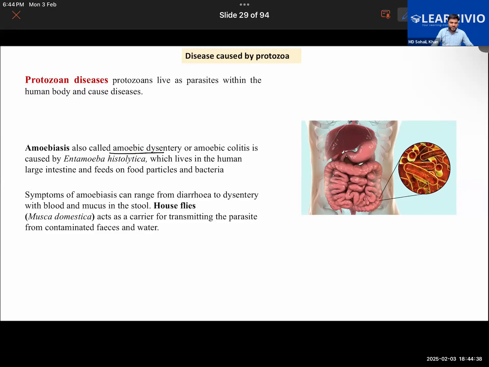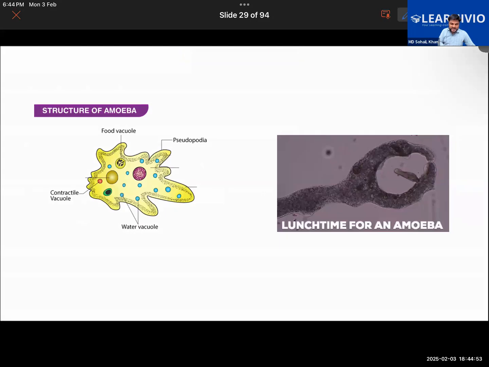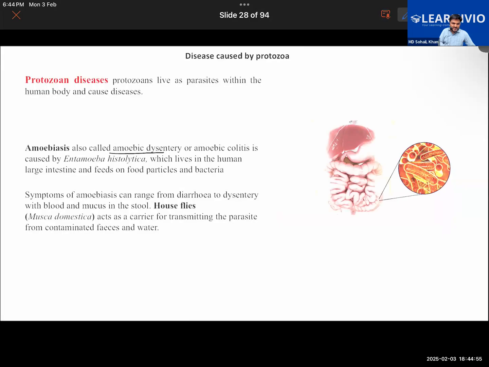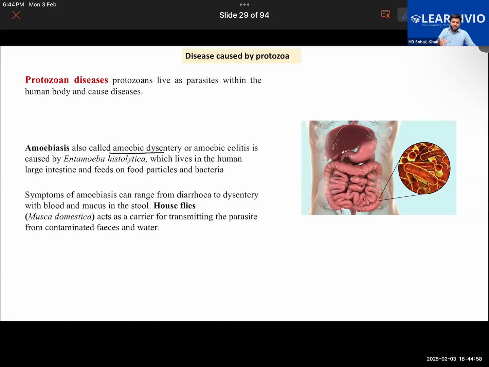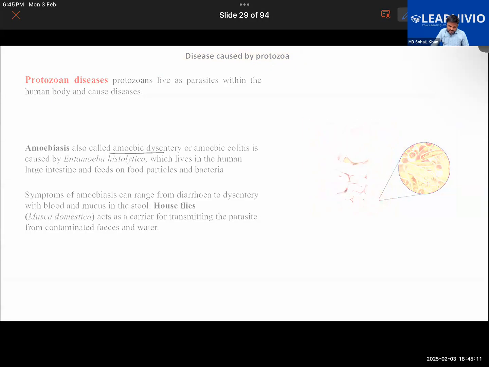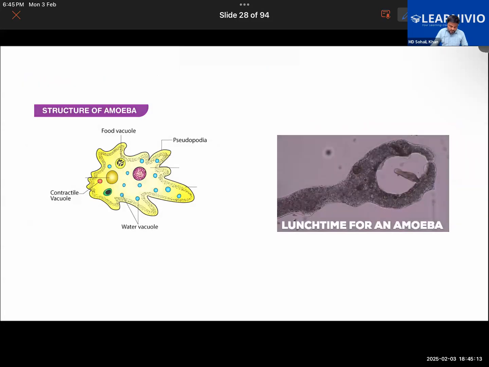The name of the protozoa is Entamoeba histolytica. Not that important, but just know the name of the disease, and how it spreads, keep that also in mind. It is spread via house flies. When the house flies sit on the human fecal matter, the pathogens, basically the protozoa, transfer to its body, and when the housefly sits on the food, it transmits them. That is the case.